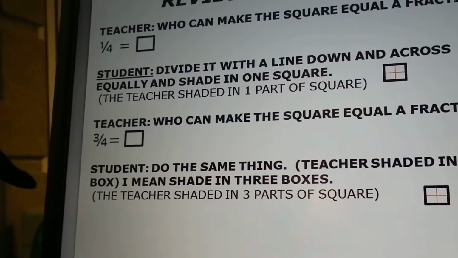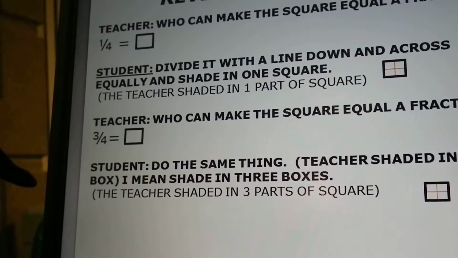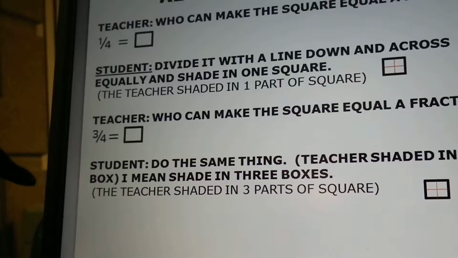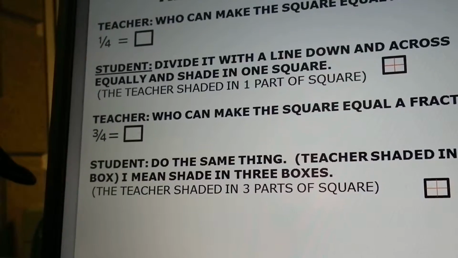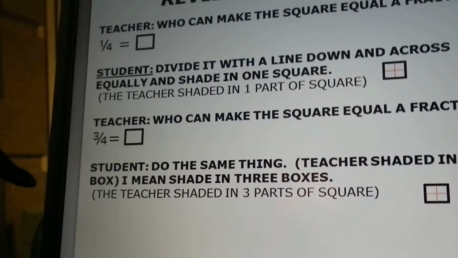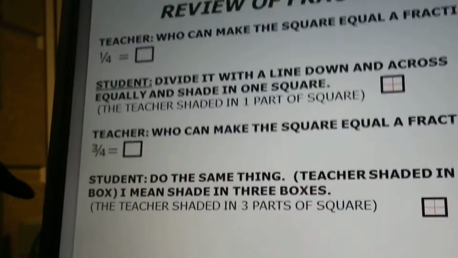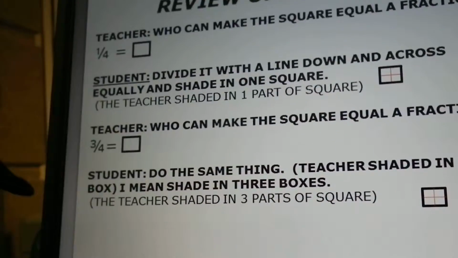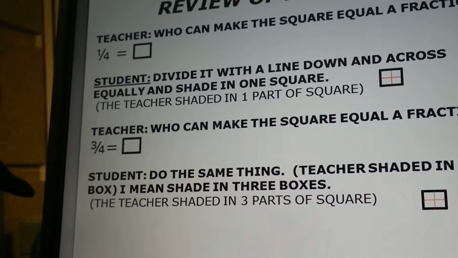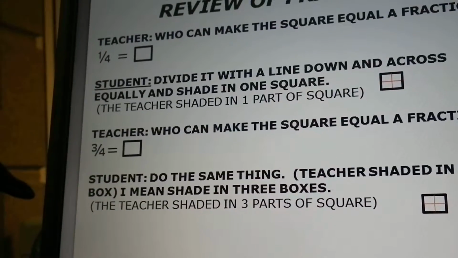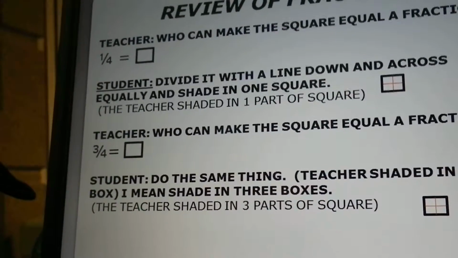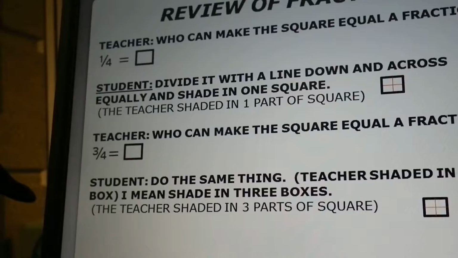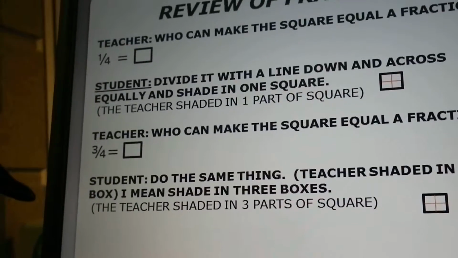So the student just said, do the same thing. So the teacher helped him to understand that you can't just say do the same thing. You have to give steps and instructions and make them clear. So he shaded in 1 part of the square instead of 3, and then once the student clarified, he changed it to 3 parts of the square.